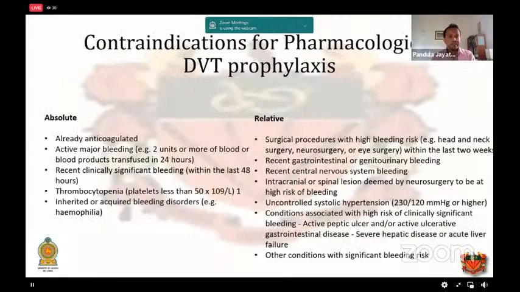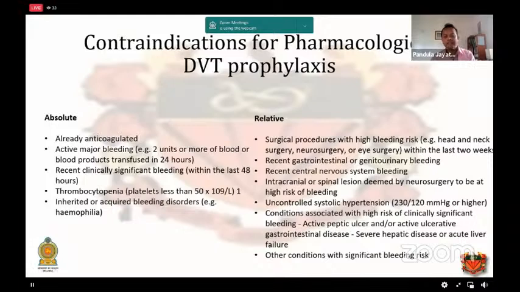And what are the contraindications before you start these pharmacological treatments? So there are absolute as well as relative contraindications. And the absolute contraindication, if the patient is already on an anticoagulant like warfarin, we are not starting these anticoagulants. And also, if the patient is having major active bleeding, recent clinically significant bleeding, thrombocytopenia of platelets less than 50,000, these are absolute contraindications, and inherited or acquired bleeding disorders like hemophilia.